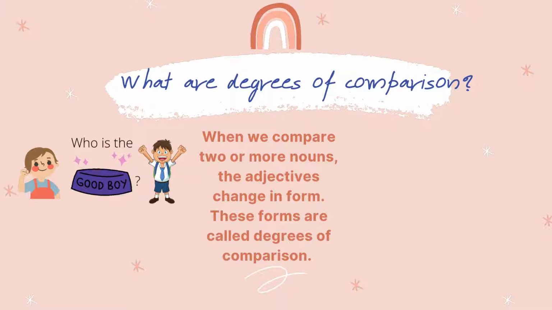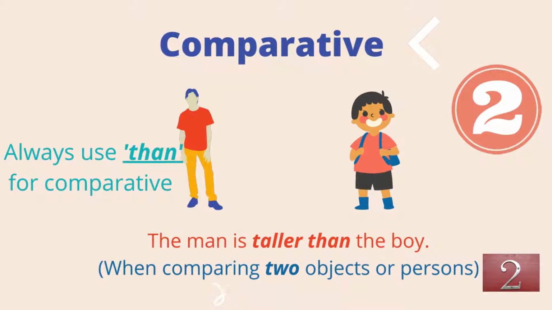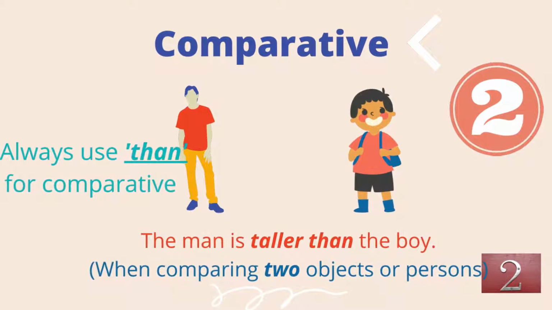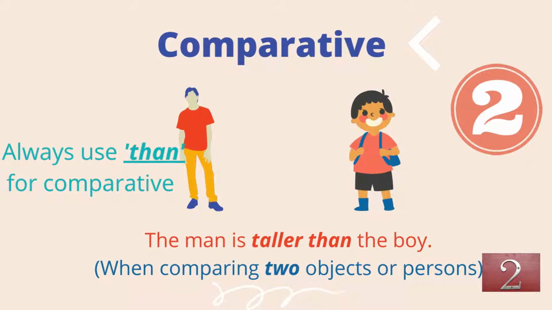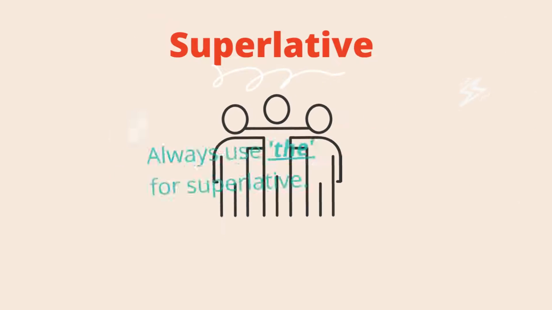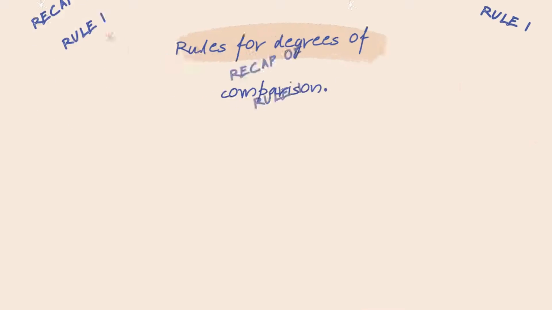When we compare things or objects or persons, the adjectives change in form. These forms are called degrees of comparison. There are 3 degrees: positive, comparative, and superlative. When we compare 2 objects or persons, it comes under the comparative degree. And when we compare an object or a person with more than 2 objects, it comes under the superlative category.